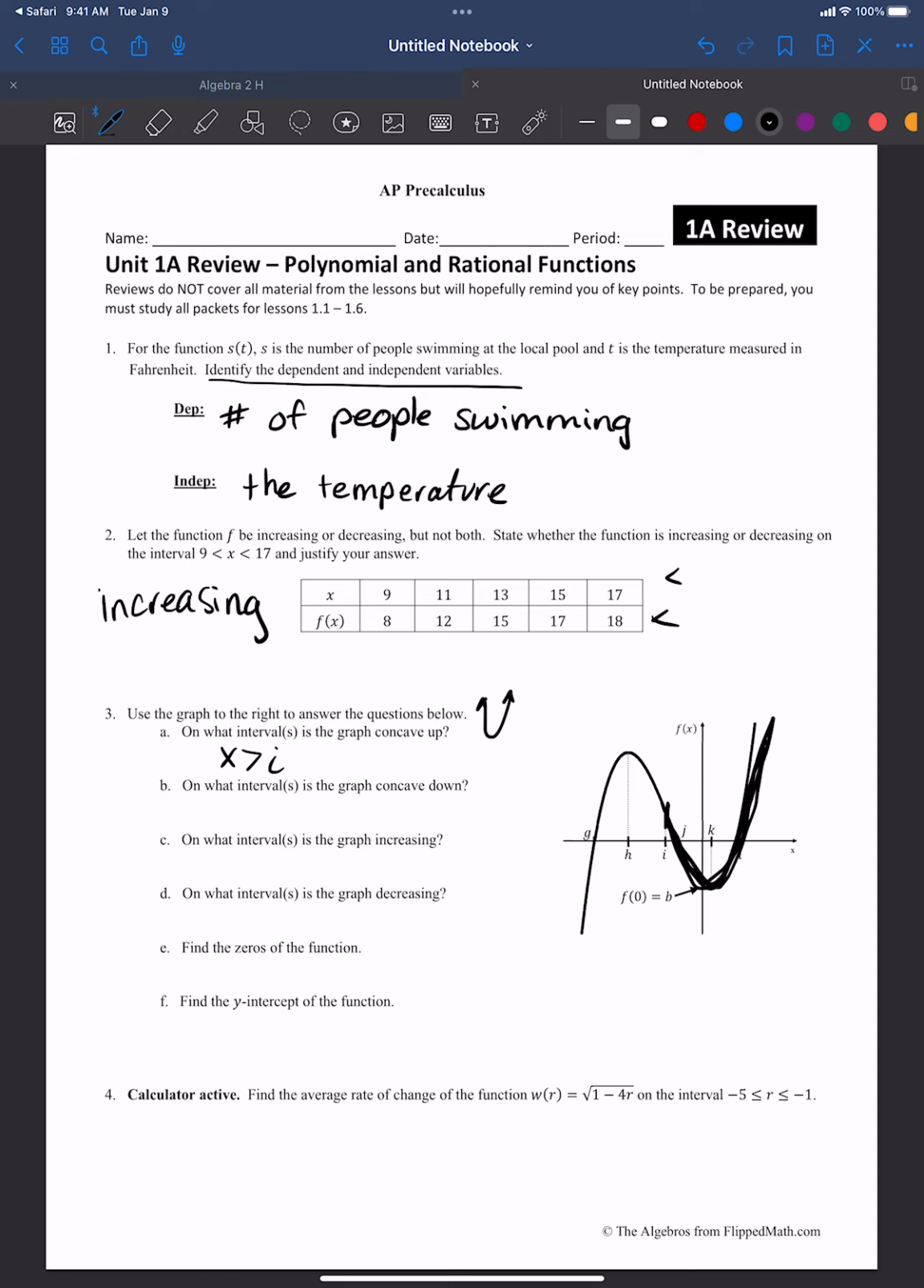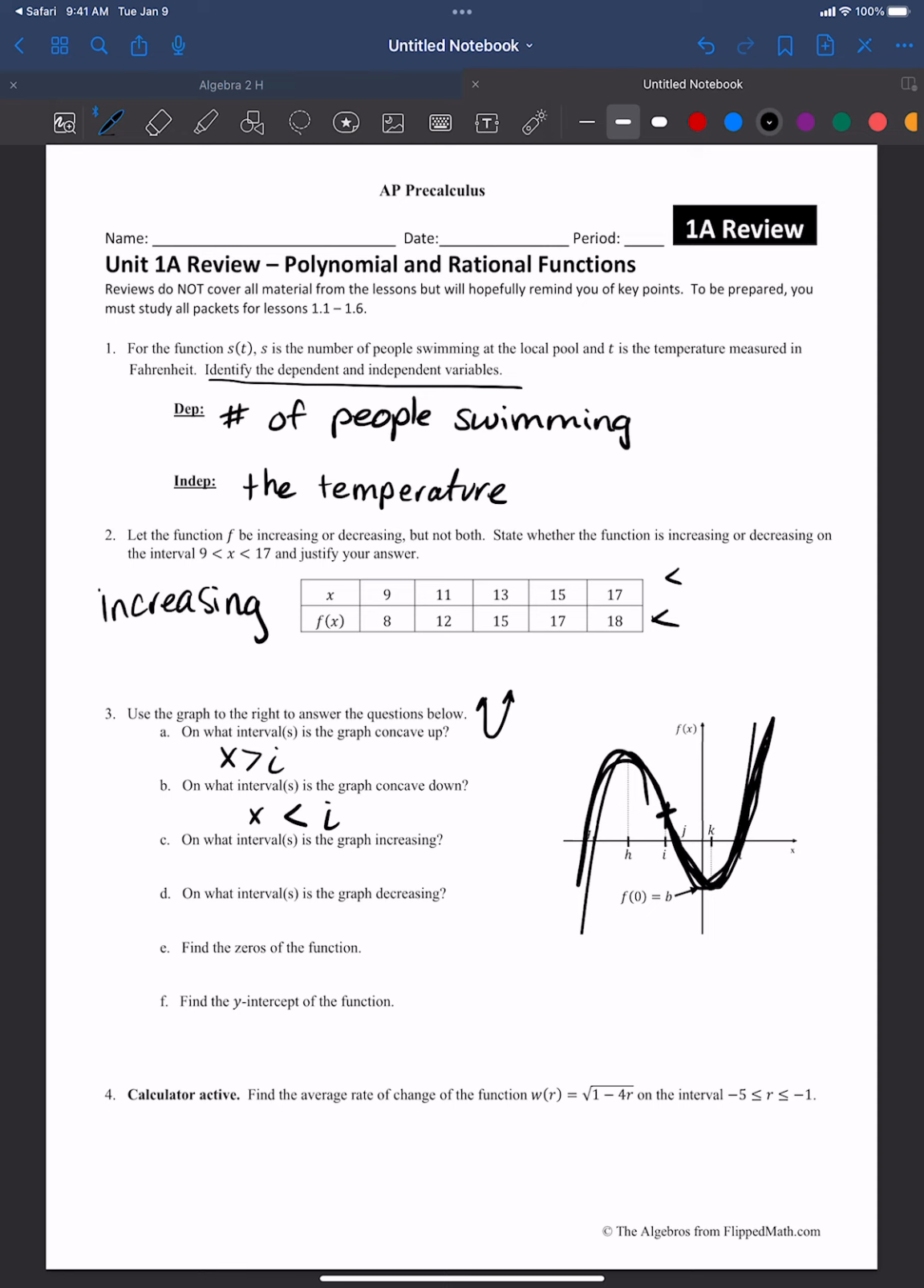And then when is it concave down? Well, I'm going to use that I again, because again, this is the turning point, and at this turning point, there's my concave down. So when x is less than I, that is when it is concave down.